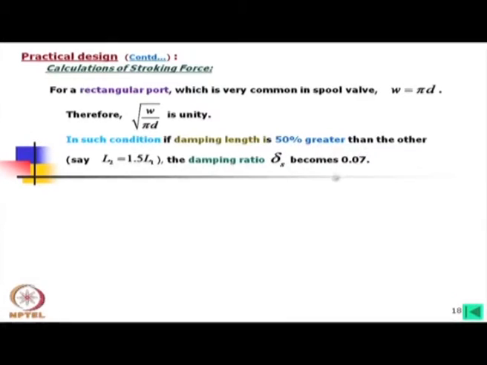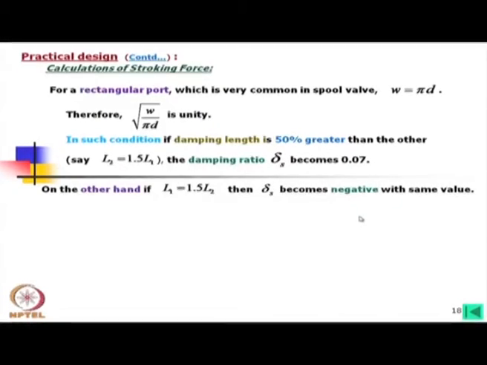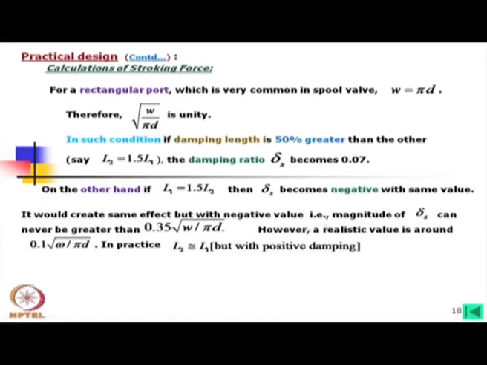Suppose if I take L 2 equal to L 1, in that case it will become 0 because of this L 2 minus L 1 component. But if I take L 2 1.5 times greater, it is coming 0.07, which is a reasonably good value. On the other hand, if L 1 is equal to 1.5 L 2, this is just reverse, then delta S becomes negative with small value. It would create some effect, but with negative value, that is, the magnitude of delta S can never be greater than 0.35 with W by pi d.